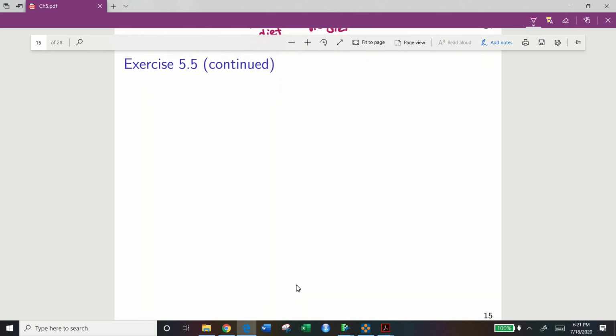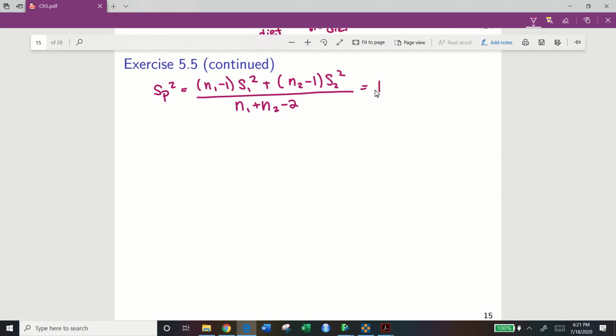In order to do that, we must first begin by calculating our pooled variance. If you recall, it's n1 minus 1 multiplied by s1 squared, plus n2 minus 1 multiplied by s2 squared, all over n1 plus n2 minus 2. If I plug in all the values correctly, and I'm a bit short on space, so I'm going to skip the plug-in part of this step, it's going to be 1,578.4. Next, we can calculate our test statistic.